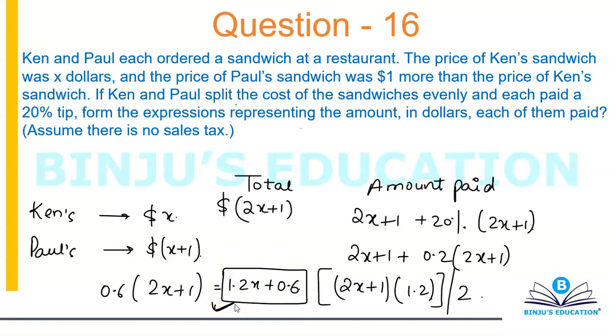The cost of Ken's sandwich was X. The cost of Paul's sandwich was X plus 1. So the total amount that they had to pay was 2X plus 1. They both tipped 20%, so 20% of 2X plus 1 will be 0.2 into 2X plus 1. The total amount paid by both of them is 2X plus 1 into 1.2. Since they split the amount into equal halves, it will be 0.6 into 2X plus 1, which is 1.2X plus 0.6. That's your answer.